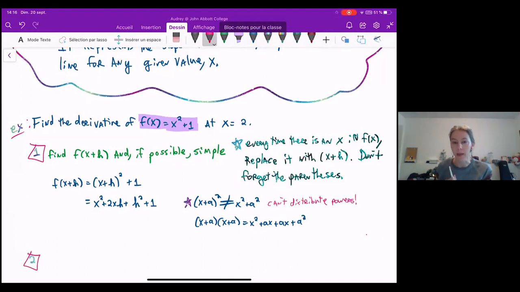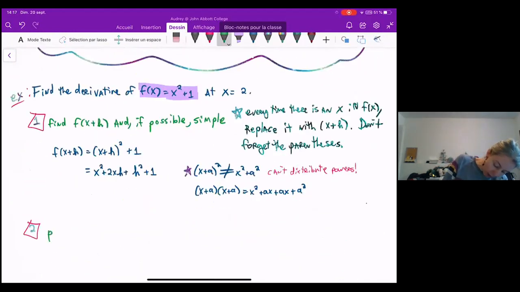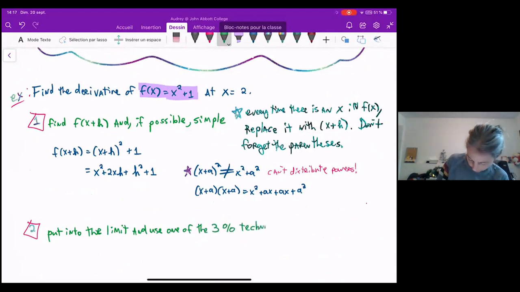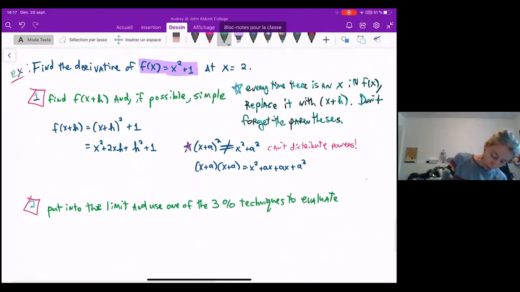The next thing is I'm going to stick it in the limit: f of x plus h minus f of x over h. So the next step is to put it into the limit and use one of the three 0 over 0 techniques to evaluate. And the reason I say that, well, why don't we just take a look at this inside of the limit and then you'll see. So we're going to have the limit as h approaches 0 of f of x plus h. That's what we found in the first one.